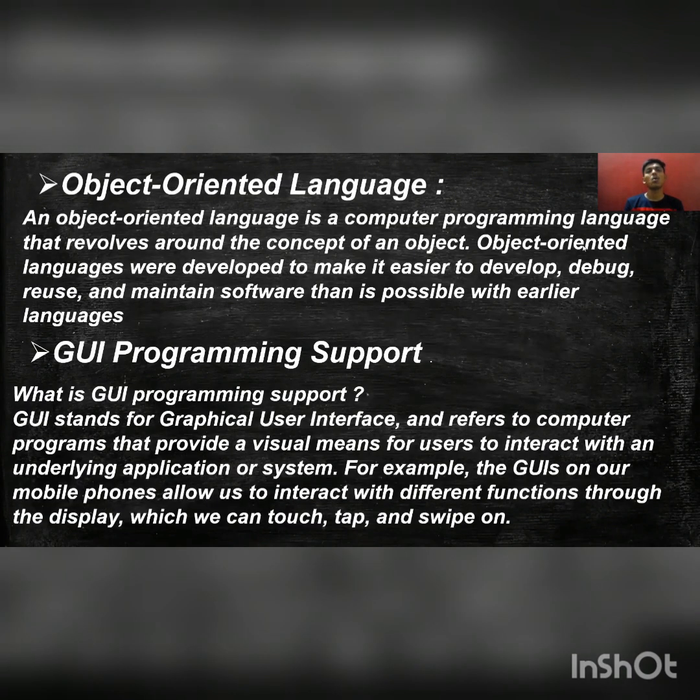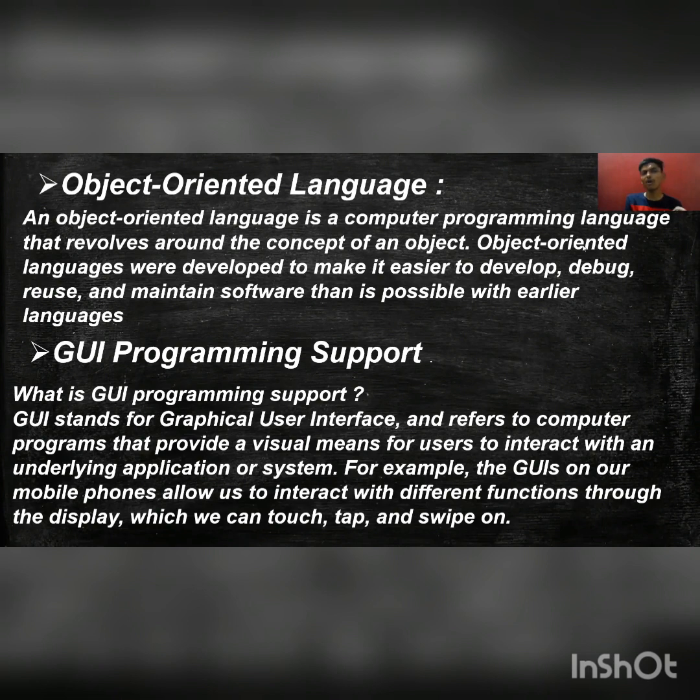Next, OOL. Here, OOL means object-oriented language. Python is an OOL. Python is an object-oriented language. And what is meant by object-oriented language? An object-oriented language is a computer programming language that revolves around the concept of objects. Object-oriented languages were developed to make it easier to develop, debug, reuse, and maintain software than is possible with earlier languages.